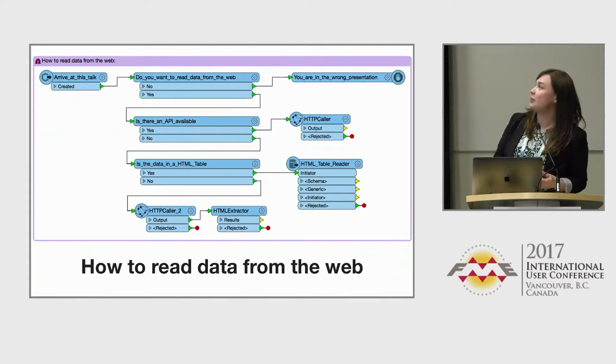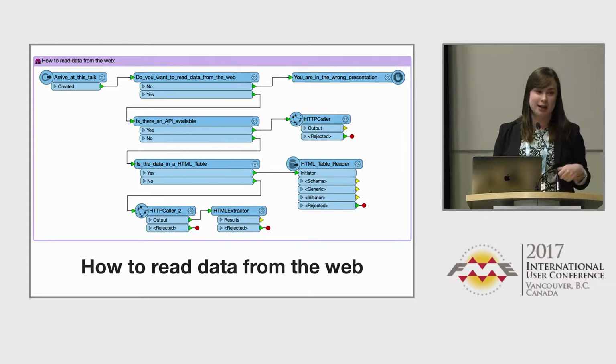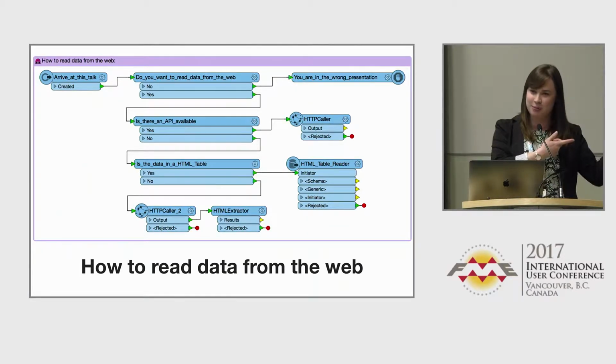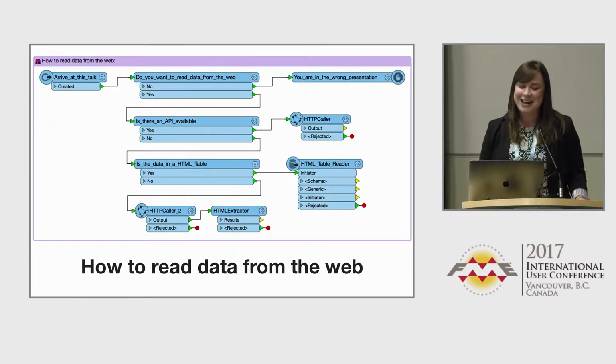So I've put together a little flow diagram that hopefully can help people. If you're looking at something on the web and you want to extract that information, make it usable, how you can do that within FME. So we start off with a creator. That's you guys arriving at this talk, which is good. And then you get to your first tester. So do you want to read data from the web or extract data from the web? If no, and you fail this test, you're in the wrong presentation. There's a terminator, and you should probably get out.